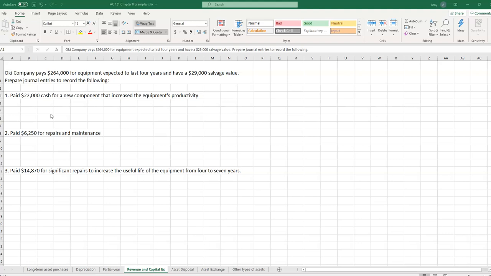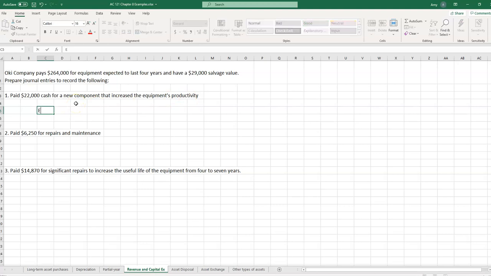The first one is, what is the journal entry to record that we paid $22,000 cash for a new component that increased our piece of equipment's productivity? Well, that is a capital expenditure because it increased the equipment's productivity. So to record a capital expenditure, we would debit our equipment account and credit our cash account for the amount.